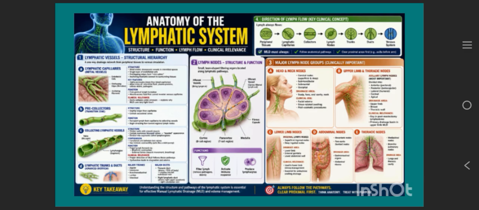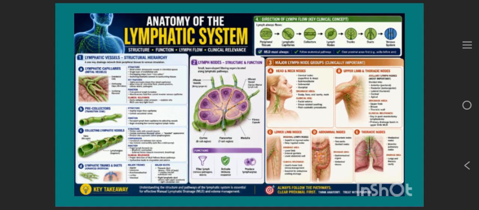So what is a lymphangion? The functional unit between two valves is known as a lymphangion. It has intrinsic contractility and acts like a mini pump. What is the function?